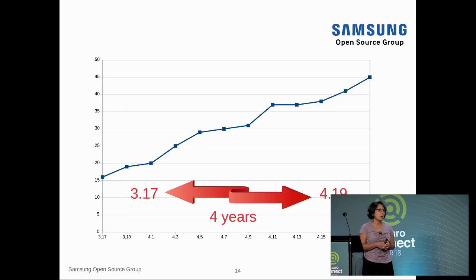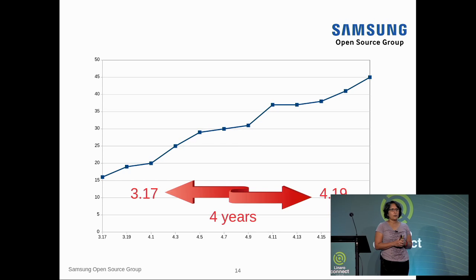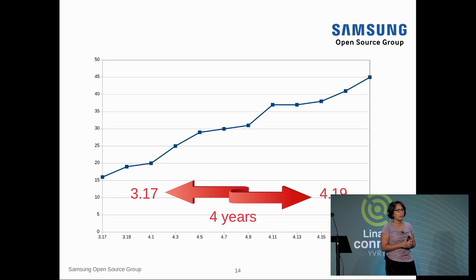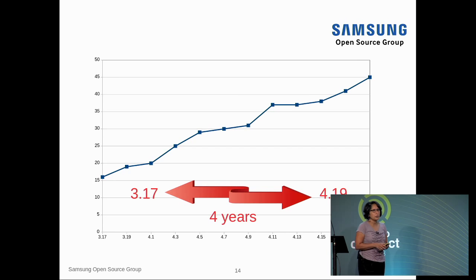Since then, 3.17 kernel. Now we are at 4.19. In the last 4 years, we went from 16 targets to 45 targets. That's pretty good, 2 targets a release rate.